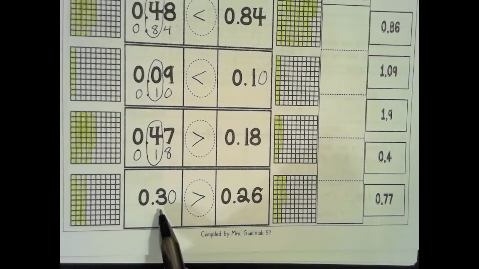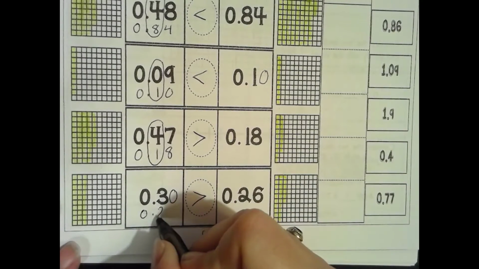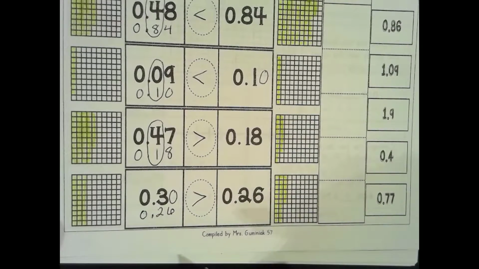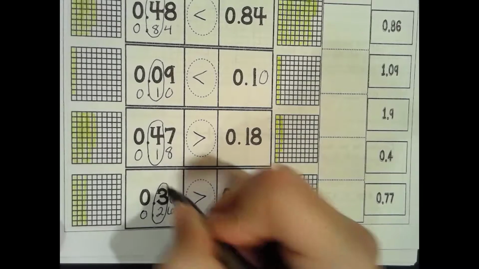You might think that 3 is less than 26. That's where you have to be careful of place value. 3/10 is 30 hundredths. If you line up those decimals and those tenths, you see that 3/10 is greater than 2/10.